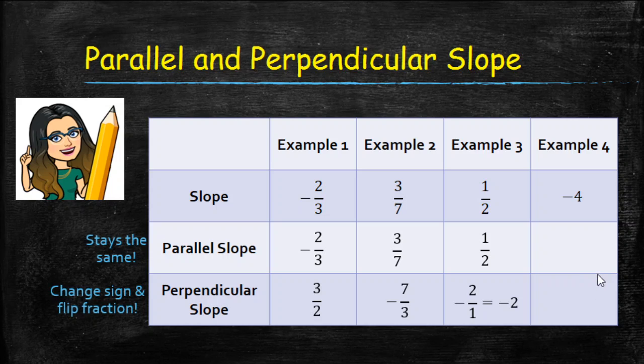For example 4, our parallel slope stays the same, negative 4. Perpendicular slope, we change the sign, negative becomes positive. We flip the fraction. Now, we don't see a fraction here, but when we have to flip that, negative 4 is the same thing as negative 4 over 1. So we just put the 4 underneath the 1 for our fraction. And again, it becomes positive because we had negative for the original slope.